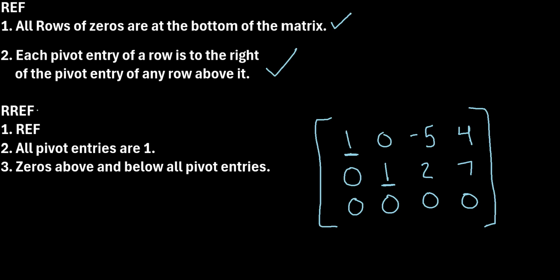Moving on to reduced row echelon form, the first criteria is that the matrix is in row echelon form, which we just saw that it was. The second criteria is that all pivot entries are 1. Well, we can see that the 2 pivot entries that we identified, they're both 1, so we're good there.